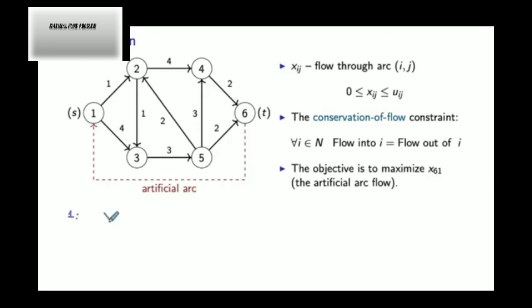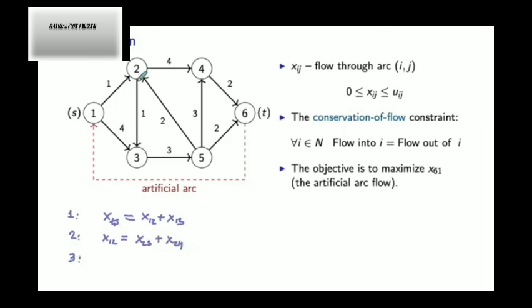So let's write the conservation of flow constraints for each node. First, we have XTS, our artificial arc from sink to source. Node 1 has 2 outgoing arcs to deliver, so XTS is equal to X12 plus X13. Our second conservation of flow constraint is for node 2. We receive on arc 1 to 2 and we send on 2 to 4 and 2 to 3. So X12 is equal to X23 plus X24.